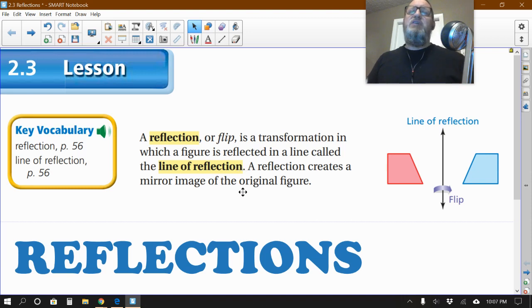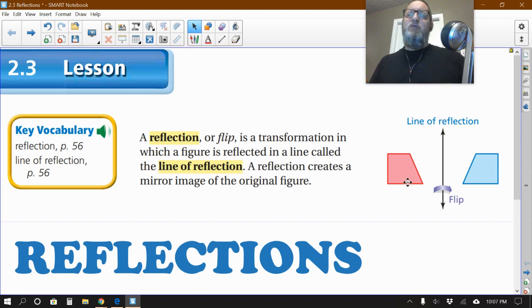Reflection is one of the types of transformations. A reflection, you may have heard the word flip. There were slides, flips, and turns back when you were a little bit younger. Well, the reflection is the flip. That's a transformation in which the figure is reflected in a line called the line of reflection.